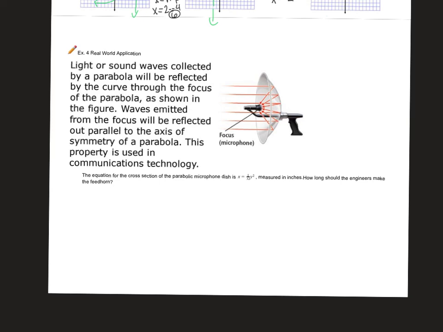Oh, well, the focus. So because it's the focus, 4p equals 32, we divide by 4, p equals 8. So they should make it 8 inches long. Keyword is focus. That helps you find it.